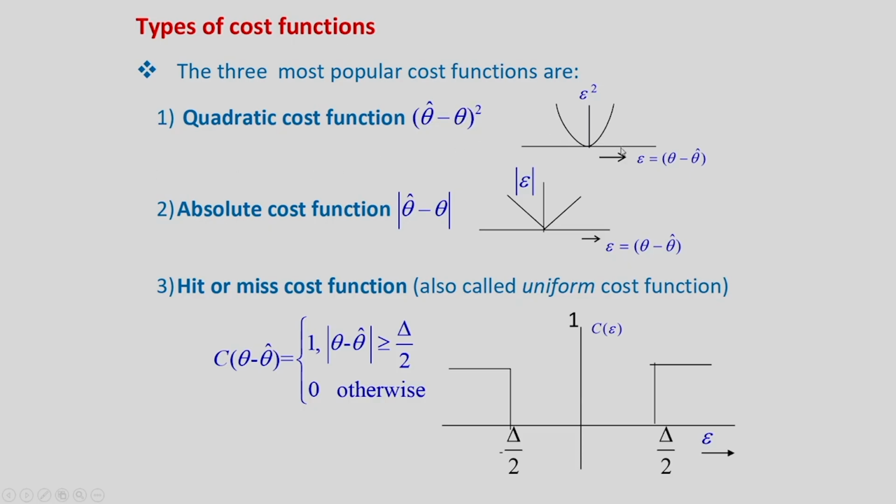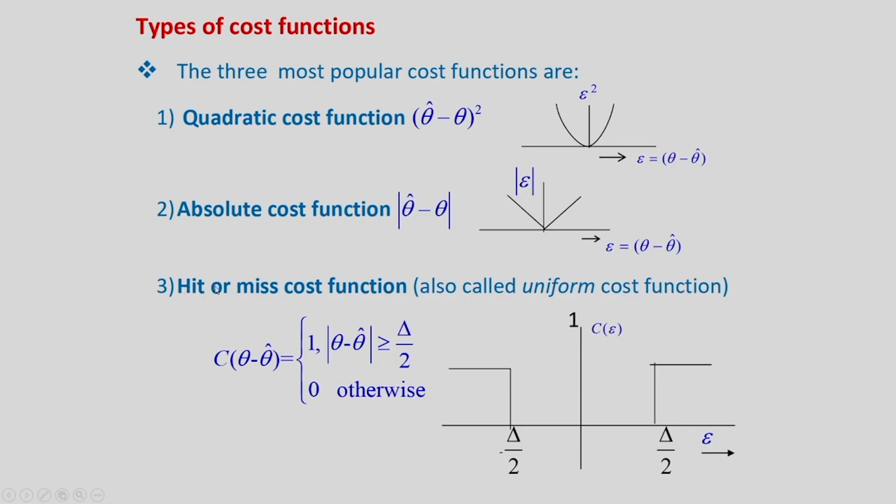So, if we plot it, suppose this axis is epsilon equal to theta minus theta hat, the error, and this side is the cost function. If we put epsilon squared, that will be a parabola. This is the quadratic or square error cost function. Absolute cost function: instead of the square, we take the absolute value of theta hat minus theta. Then we get this cost function as plotted here. Actually, it is a plot of mod of epsilon, so there will be two lines like this.